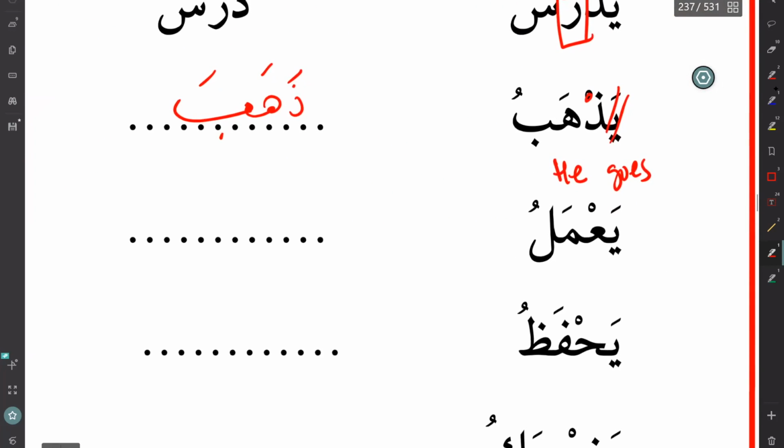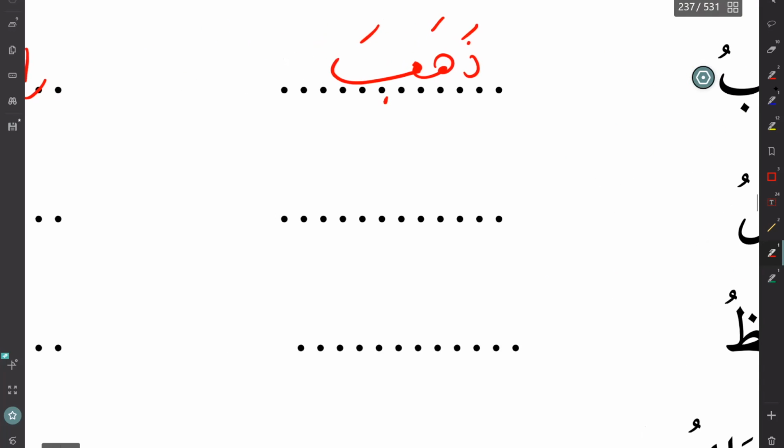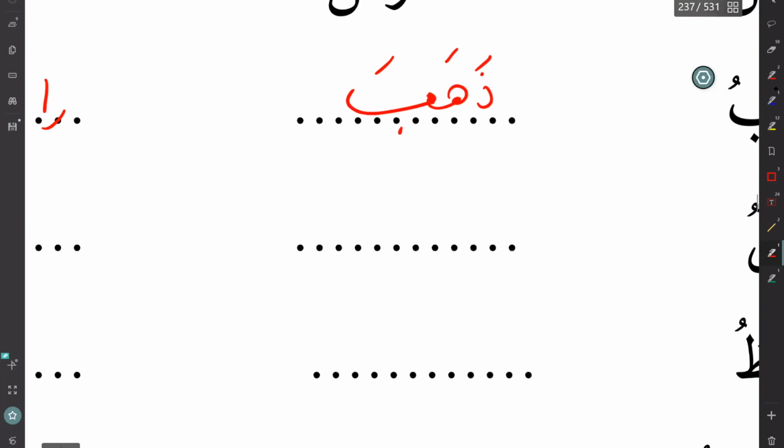And then we have ya'malu. What is ya'malu? We had this verb. Ya'malu means he works, right? And how do we say the past tense? The past tense is amila. Here the meem has a kasra. Amila. See, this is something that you have to know.